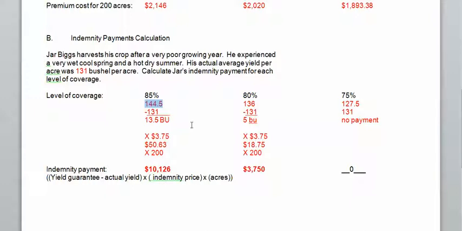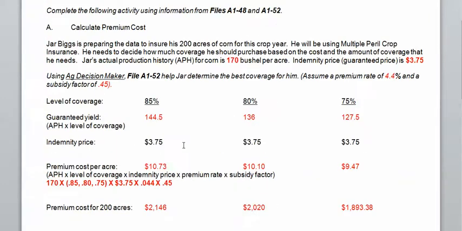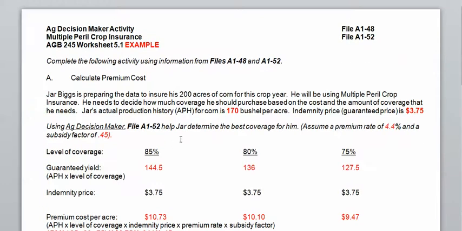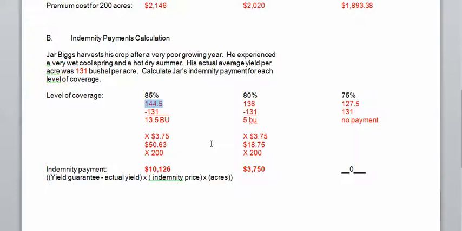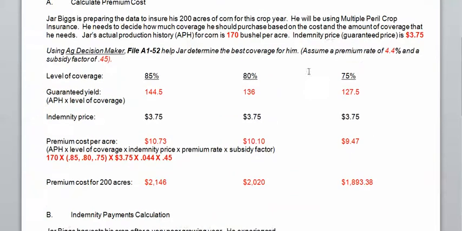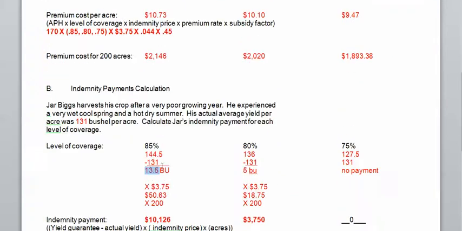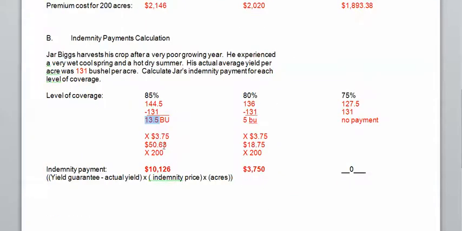This would be an example of a yield protection policy. Revenue protection would be a little bit different in that we're going to have a revenue protection based on price and yield. But in any case, we're going to get paid for 13.5 bushels. So to figure out what our payment is, you just simply take the 13.5 bushels an acre times the indemnity price of $3.75 a bushel to get our payment per acre.